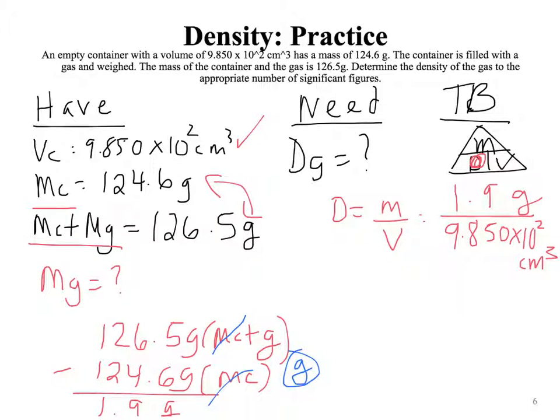If I divide that correctly with the correct amount of sig figs, I get an answer of 0.0019 grams per centimeter cubed. And that's it.